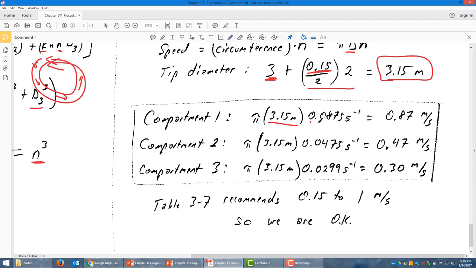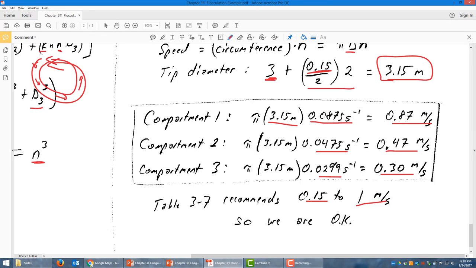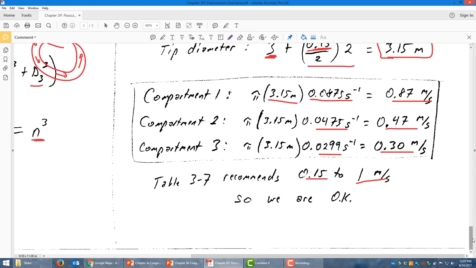and when we plug that in, pi times this 3.15 meter diameter times the rotational speed for each compartment gives us the tip speeds for each compartment. And table 3.7 in your book recommends that this tip speed not be lower than 1.15 and not be higher than 1 meter per second. And now we say, okay, we're okay. And since our velocity gradient values worked, since our tip speed worked, since our cross-sectional area that we looked at a minute ago worked, we say this is a valid design and we can roll with it.